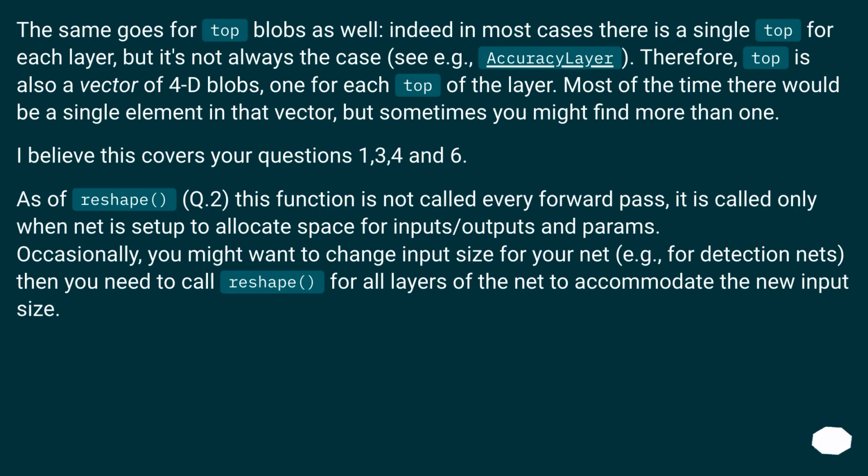As for reshape, Q.2, this function is not called every forward pass, it is called only when the net is set up to allocate space for inputs/outputs and params. Occasionally, you might want to change the input size for your net, for example, for detection nets, then you need to call reshape for all layers of the net to accommodate the new input size.